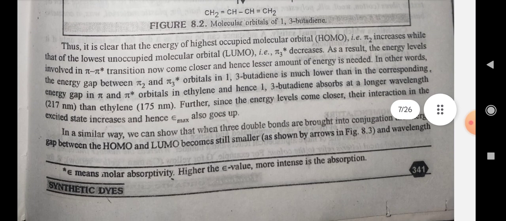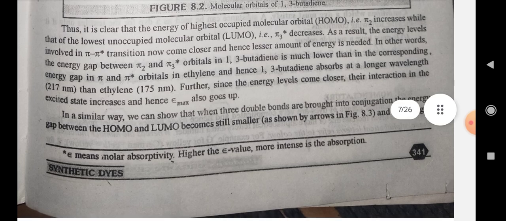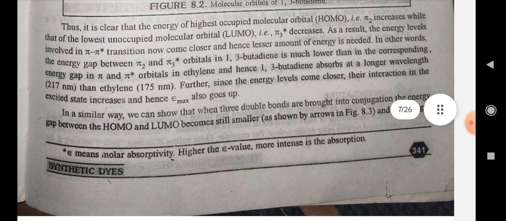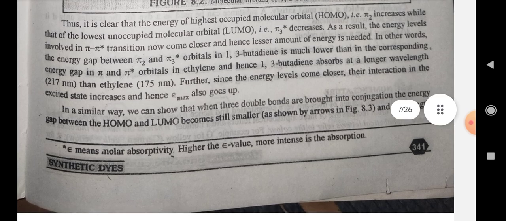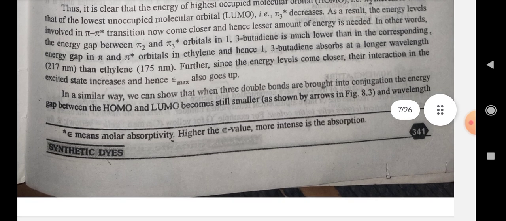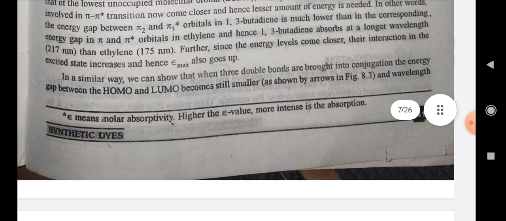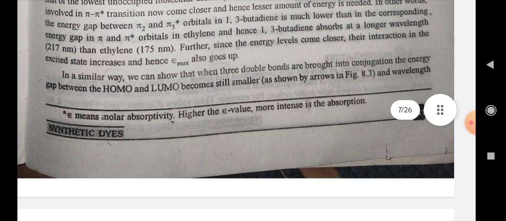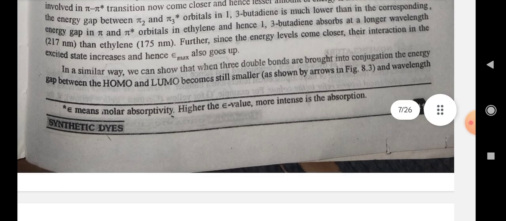Thus, it is clear that the energy of the highest occupied molecular orbital, pi 2, increases, while that of the lowest unoccupied molecular orbital, pi 3 star, decreases. As a result, the energy levels involved in the pi to pi star transition now become closer, and hence a lesser amount of energy is needed. In other words, the energy gap between pi 2 and pi 3 star orbitals in 1,3 butadiene is much lower than the corresponding energy gap in the pi pi star orbitals in ethylene, and hence 1,3 butadiene absorbs at a longer wavelength than ethylene.